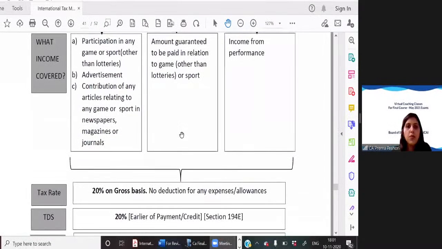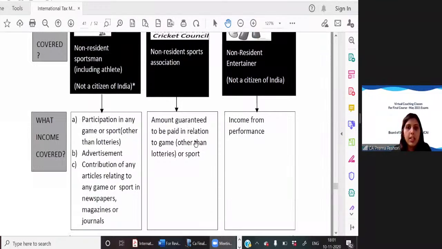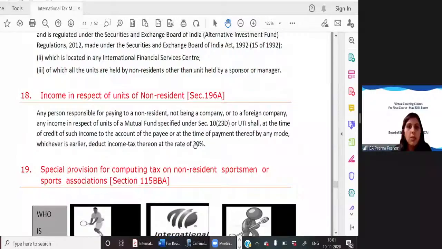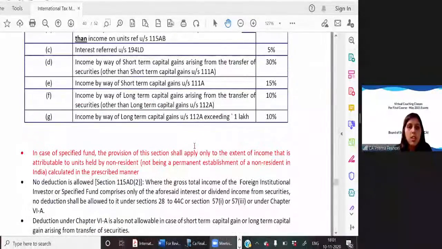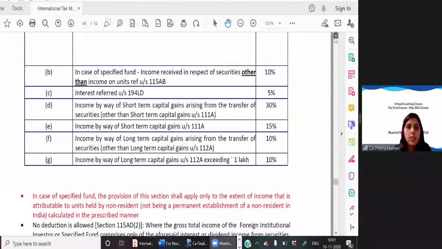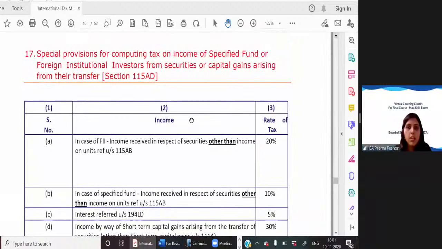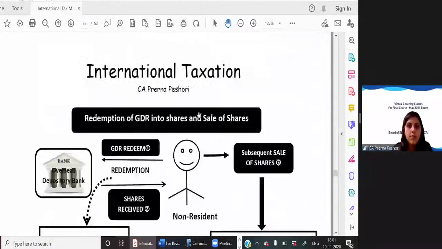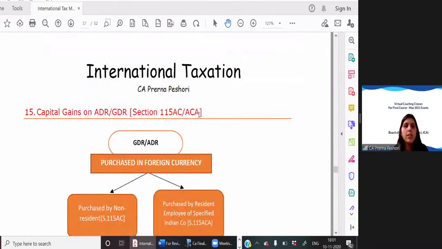Okay, so first of all, I'm talking about ADR and GDR, American Depository Receipt and Global Depository Receipt. Now, what are these? You have already learned in SFM that when you have to list the shares on a foreign stock exchange, you list it through the issuance of these American Depository Receipts or Global Depository Receipts, and then these receipts are traded, right?